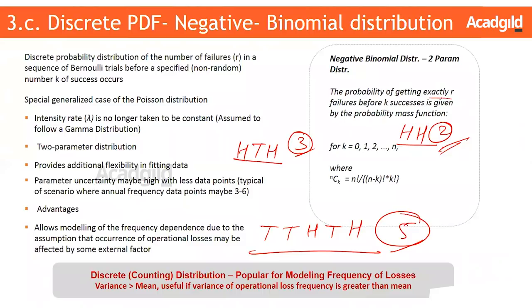The probability of getting exactly r failures before k successes, and the formula for this. So what will be the formula for this? This is p, this is 1 minus q, 1 minus q, 1 minus q.